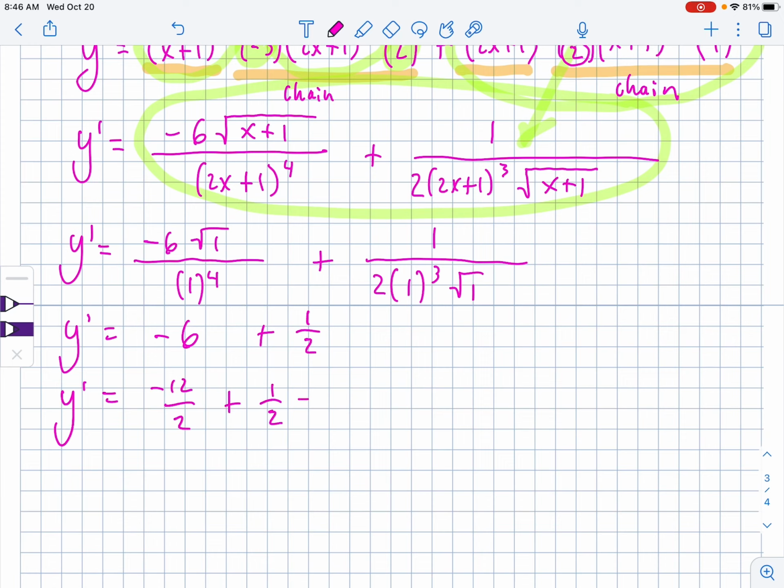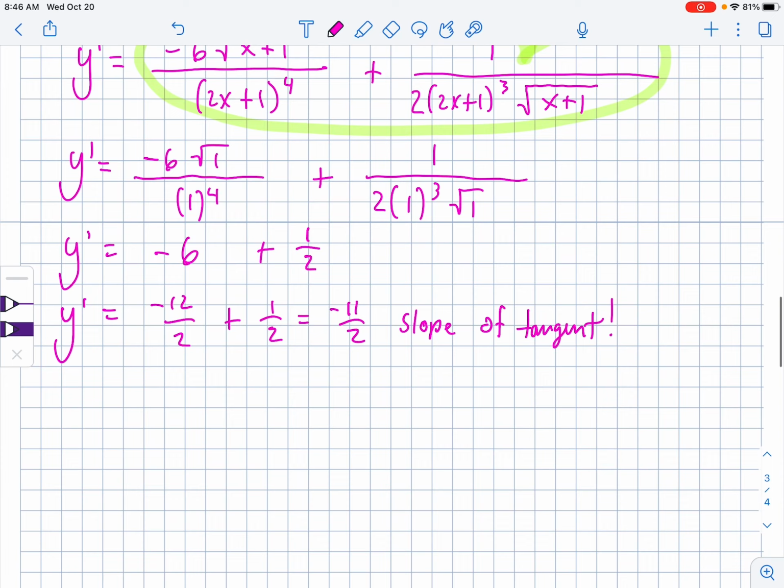Nice, like that problem solving in real time? Yep, that's right. Everybody makes mistakes. That's why there's erasers on pencils. Now we need a common denominator. -12/2 plus 1/2 equals -11/2. Now, -11/2 is the slope of the tangent.